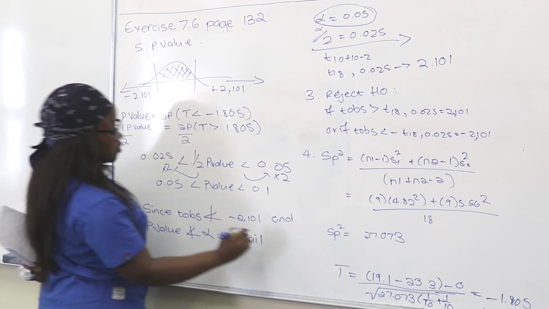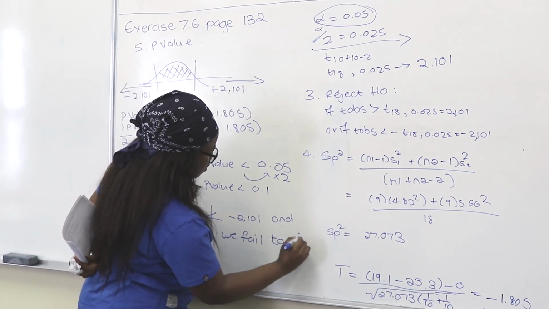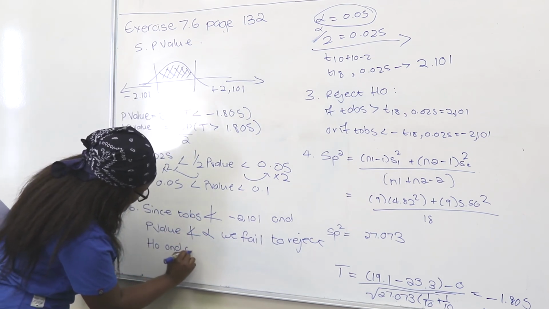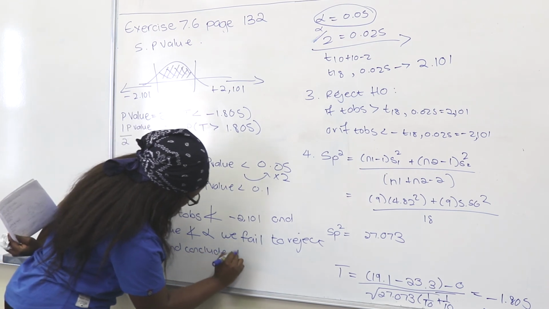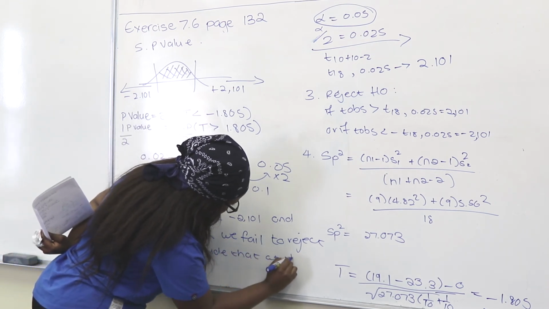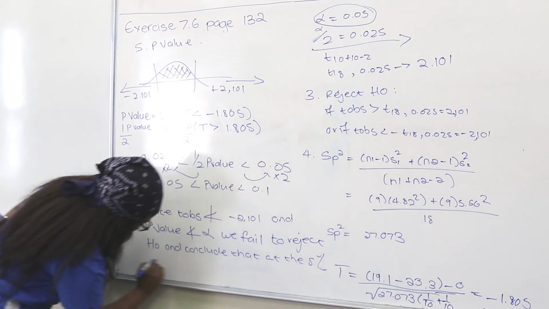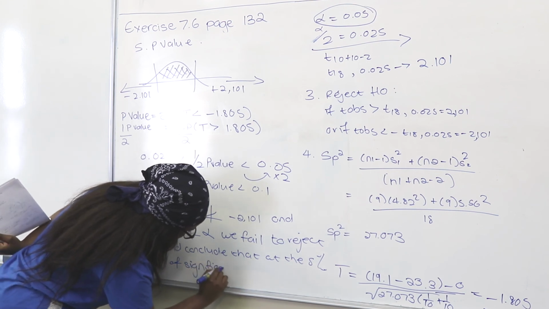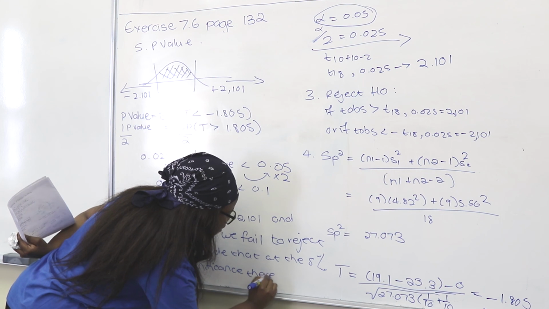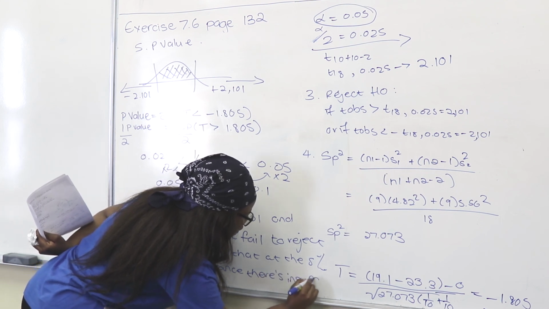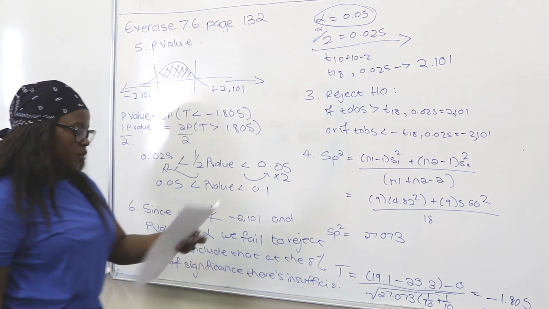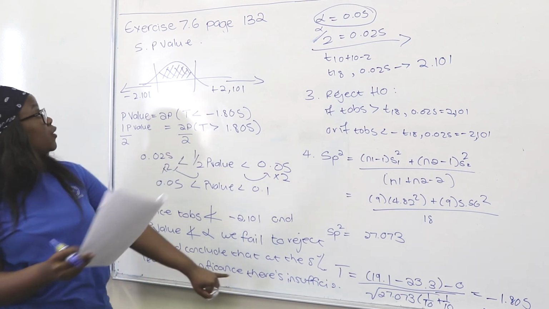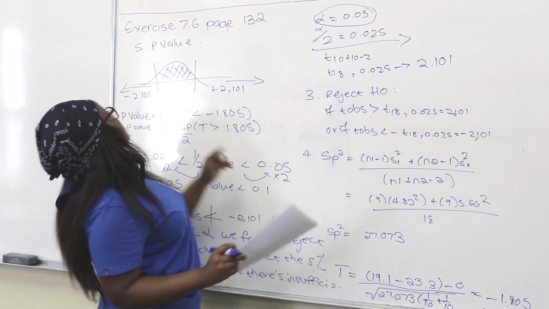And so we fail to reject H naught, and conclude that at the 5% level of significance, there's insufficient evidence. I'm running out of space. So there's insufficient evidence to state that the mean scores are different for the two different methods. And that's your exercise 7.6.